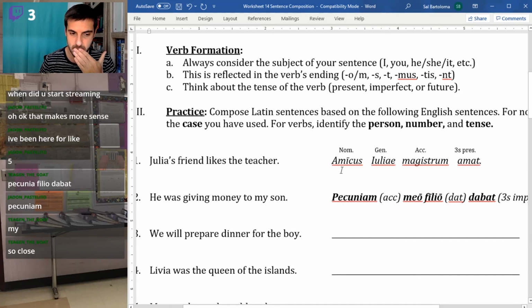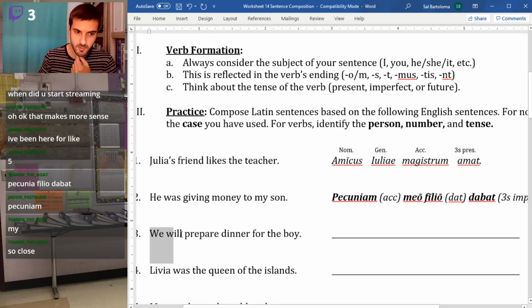What are we thinking? So we need our vocabulary, right? Dinner is cena. Prepare is parare. Boy, puer. So it's always about knowing your vocab too, right? If you're going to build sentences, you got to have the words at the ready.